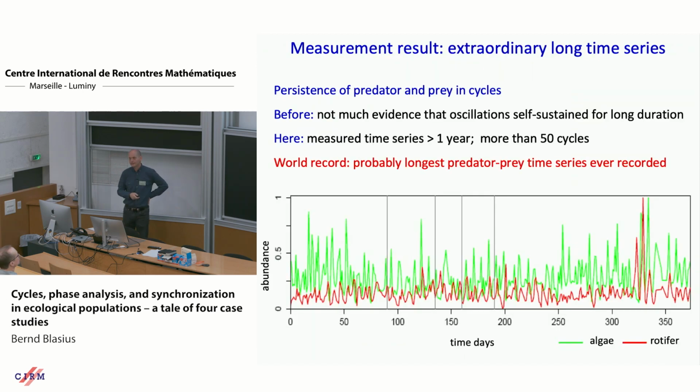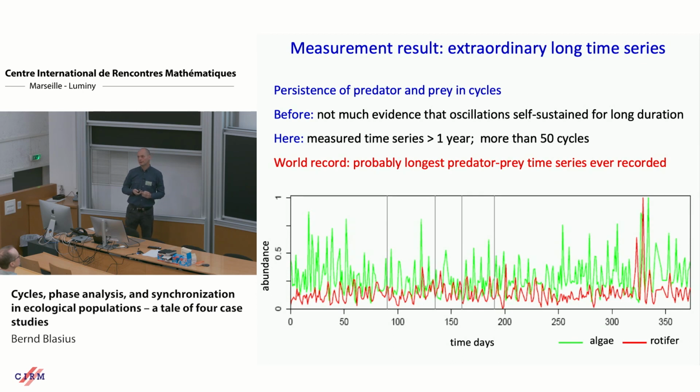And then we had this wonderful time series, and it turned out over this 1 year we had predator-prey cycles going on. And it turned out we had a world record, because nobody was so crazy to measure a predator-prey system for so long. When you look in the literature, very often in experimental systems people could realize predator-prey cycles, but only for a certain time, after maybe 10 or so oscillations the systems were stopped.